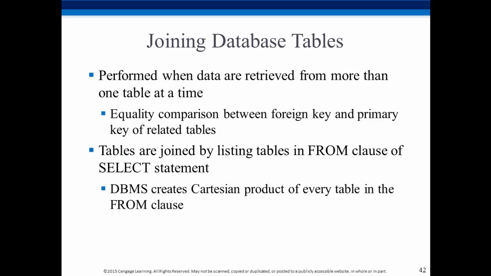Alright, it gives you a simple example there, where you're selecting P descript, P price, V name, V contact, V area code, and V phone from product and vendor, where product V code equals vendor V code. So when the V codes match in the two tables, the results of the join would be figure 7.28.